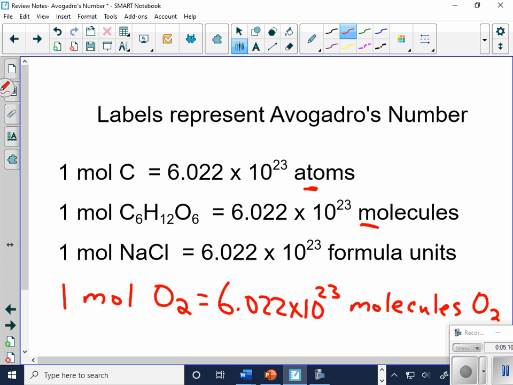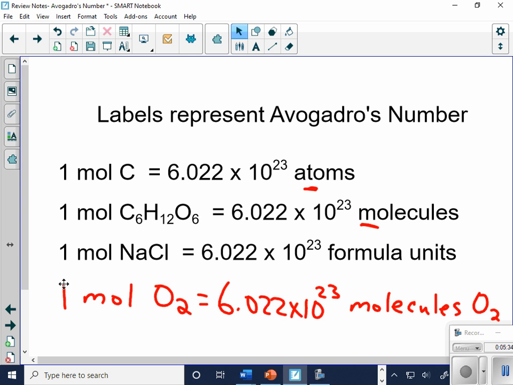So any of our super 7, we call those diatomic molecules, okay? Why are they diatomic molecules? Because they are covalently bonded together. All right. So it's important to be able to distinguish between molecules, formula units, and atoms.